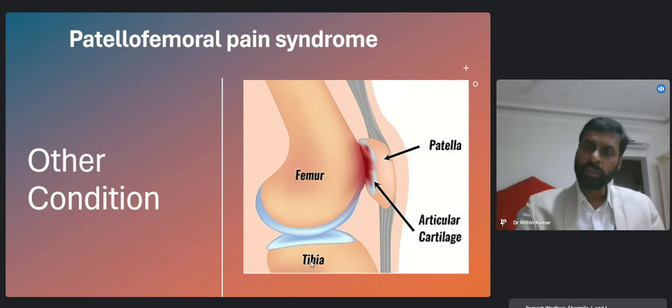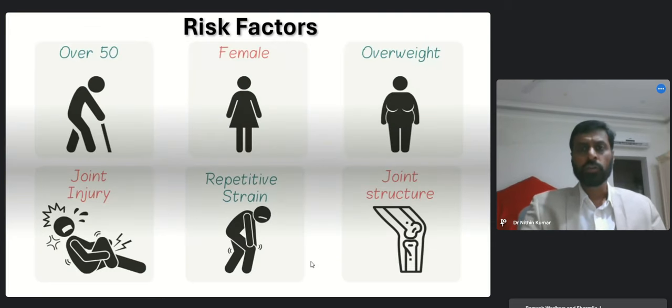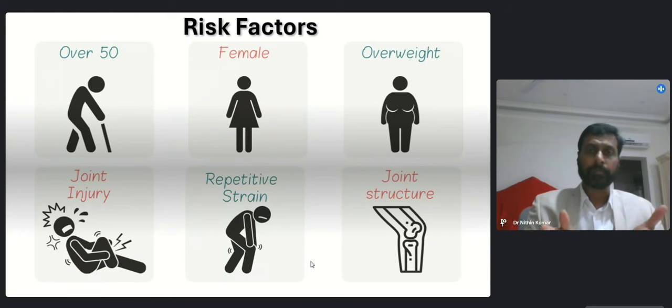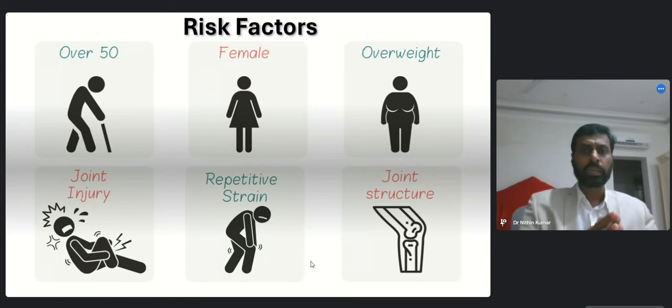Okay, this is the bone in the front of your knee. As I explained, exercises are very important to prevent this. Now we are looking at what are the risk factors to develop knee pain. We all continue with our day-to-day activities without realizing that we may develop knee pain at some point of time.